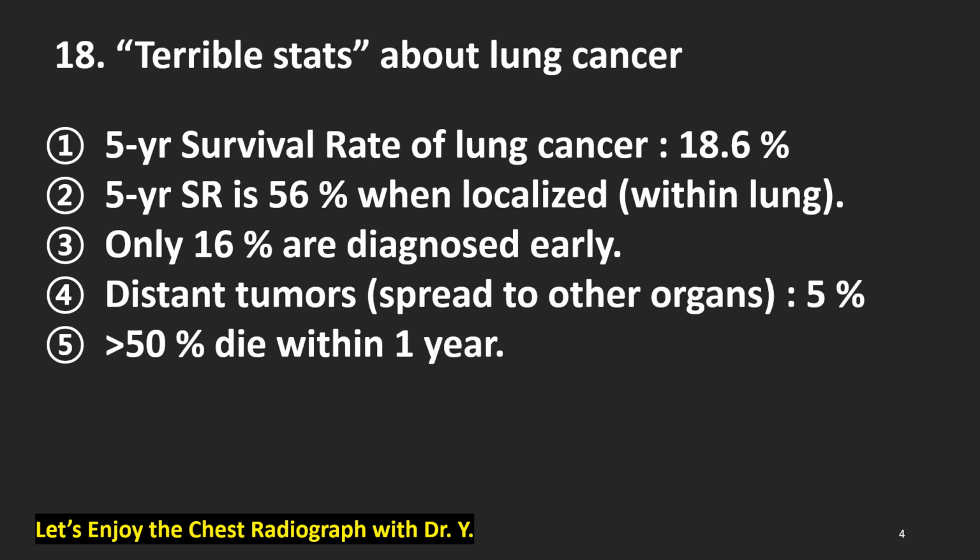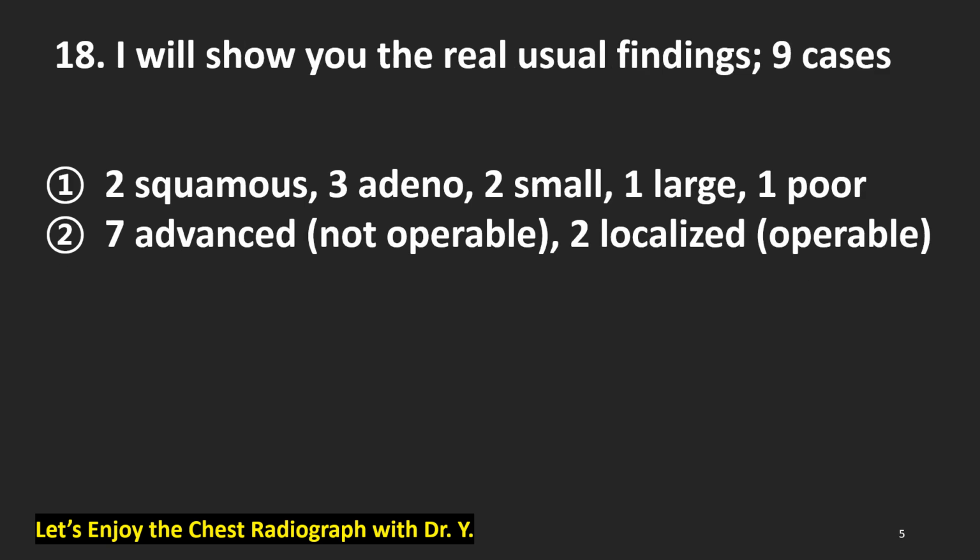Very sorry. The 9 cases of lung cancer patients which I will show you now will show you the usual, everyday faces of lung cancer. 1. There are 2 squamous cell carcinomas, 3 adenocarcinomas, 2 small cell lung cancers, 1 large cell lung cancer, and 1 poorly differentiated lung cancer, which we do not know from which cell it originated. 2. There are 7 advanced stages, that means not operable, and 2 patients with a localized stage, operable.